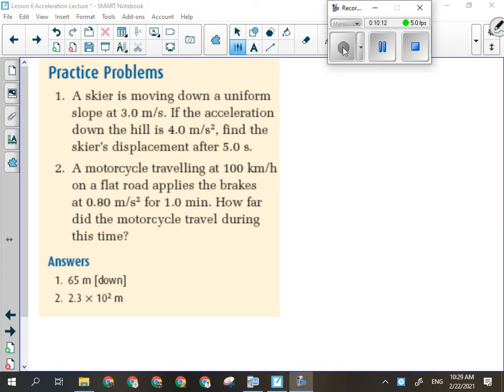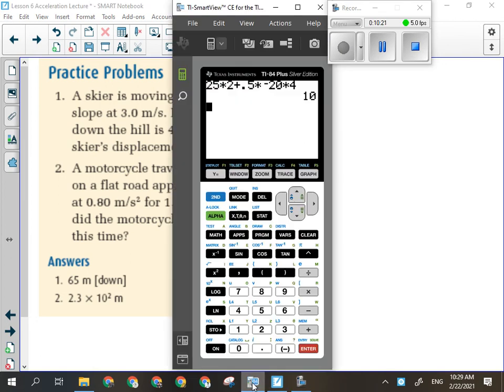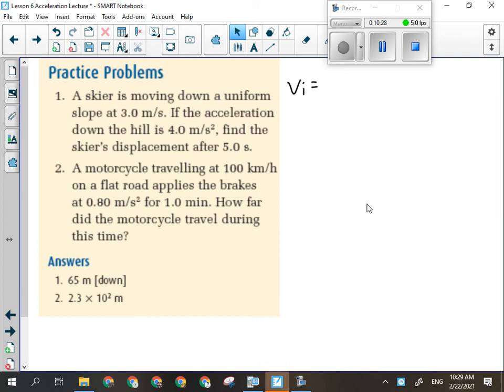So let's look at number 2 here. We have a motorcycle traveling at 100 kilometers per hour. We need that initial velocity to be in meters per second. So we take that 100 kilometers per hour and we divide it by 3.6. It's going to be like 27.7 repeating, so we want to keep all those decimals, meters per second. On a flat road, it applies the brakes at 0.80 meters per second squared. What direction is that acceleration?